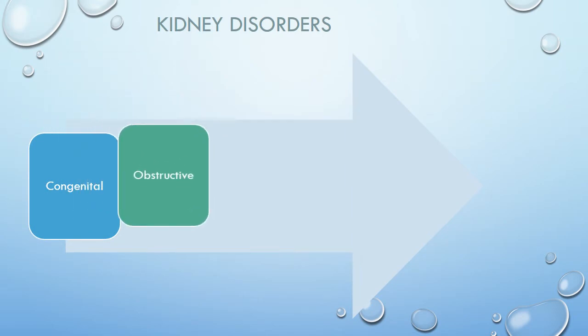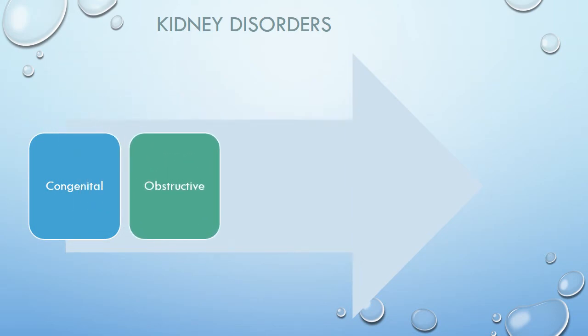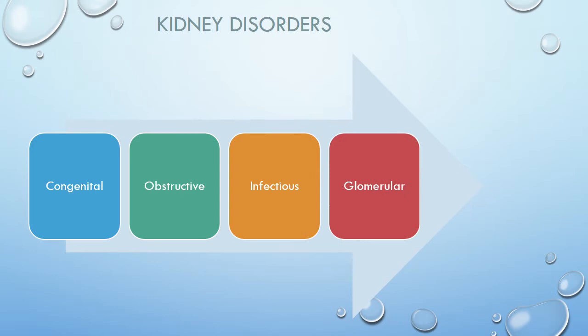The kidneys work together with many other organ systems. Thus, kidney disorders affect systemic health and can lead to life-threatening outcomes. Kidney disorders are classified as congenital, obstructive, infectious, glomerular, or degenerative.